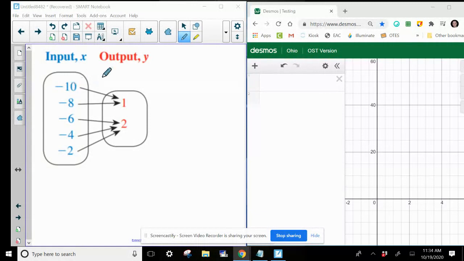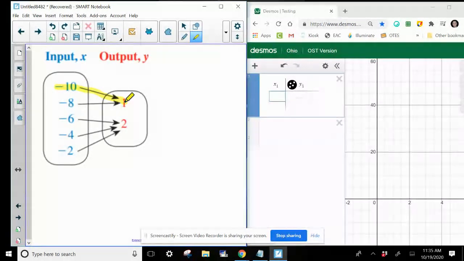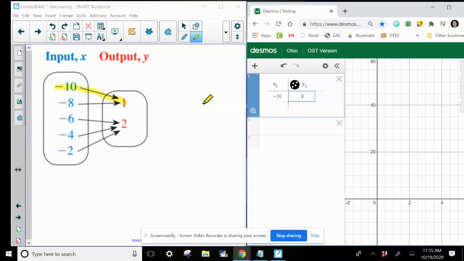So all I'm going to do is go over here to my plus sign in Desmos, and I need to add a table. As you can see, I have my X and my Y column. So I'm going to go back over here to my ordered pairs, and I'm going to start with my -10, and it is going over to 1. So my first ordered pair will be -10, and it's going over to 1.